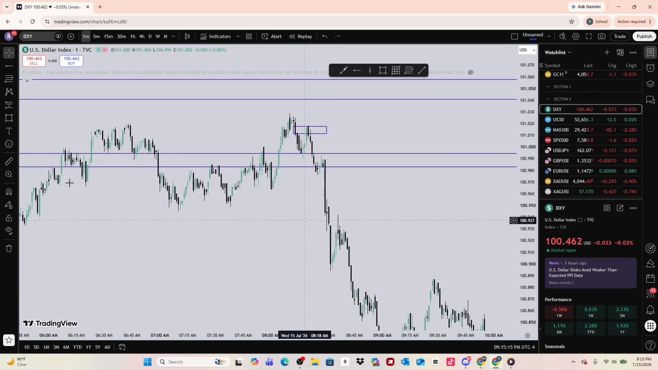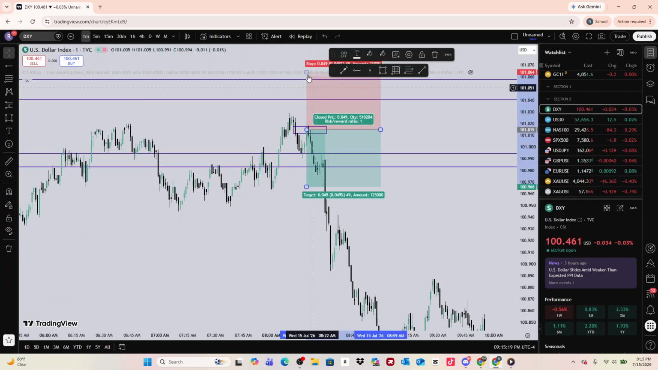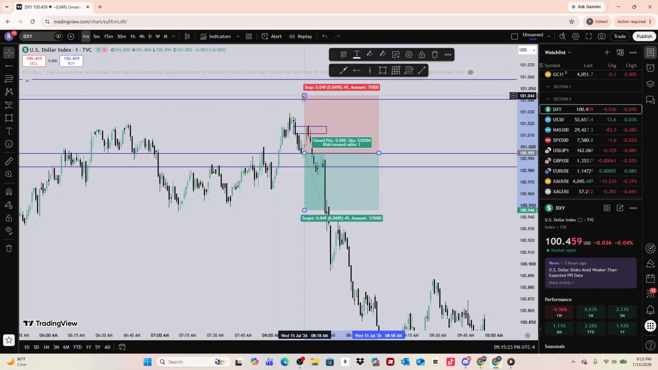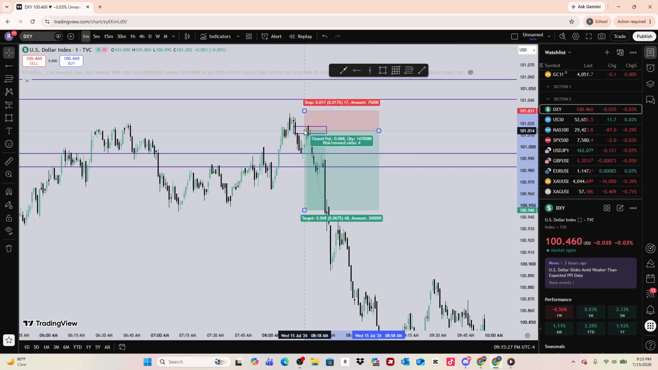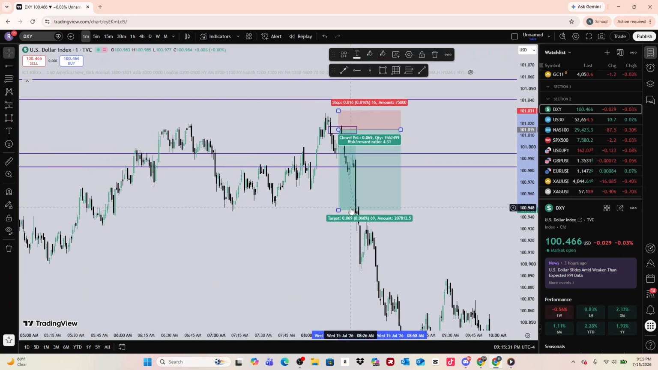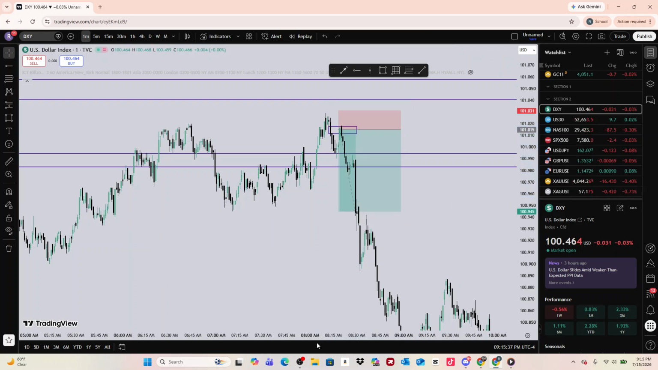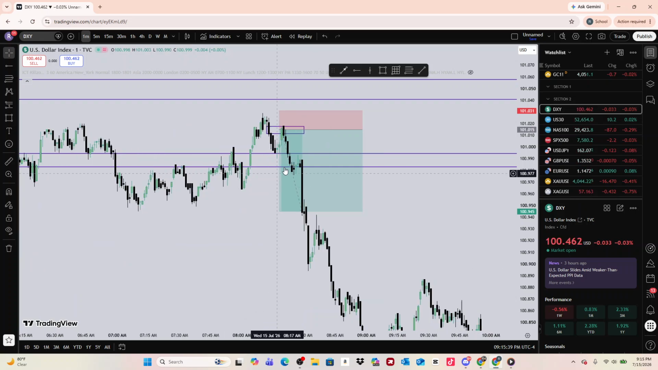So this whole move would have been ours. We can take a short entry here, with a tight stop right here and our entry right here. And what you want to do is target relatively equal lows. So our relatively equal lows are right here. Just look at the RR on that trade, guys.